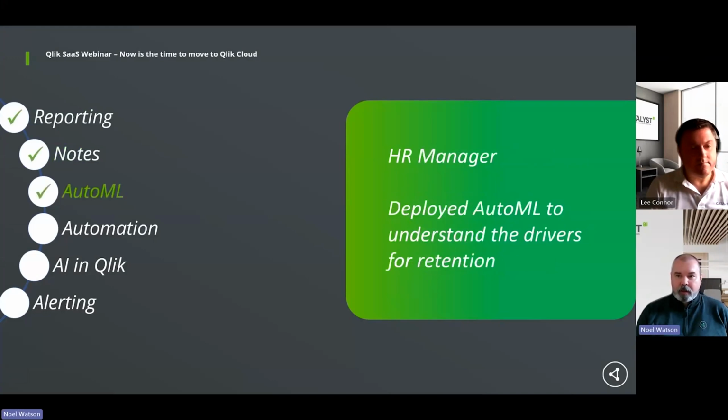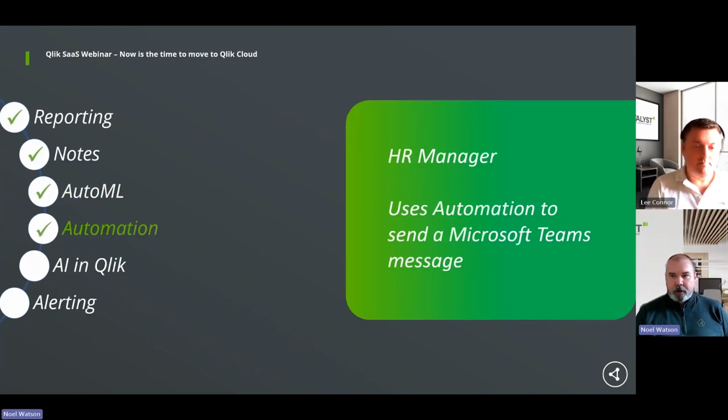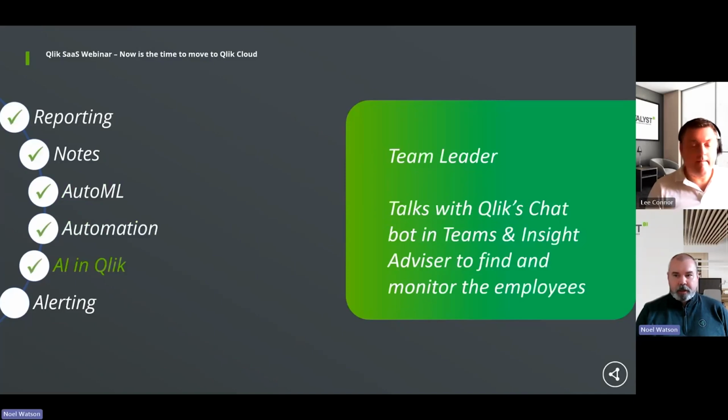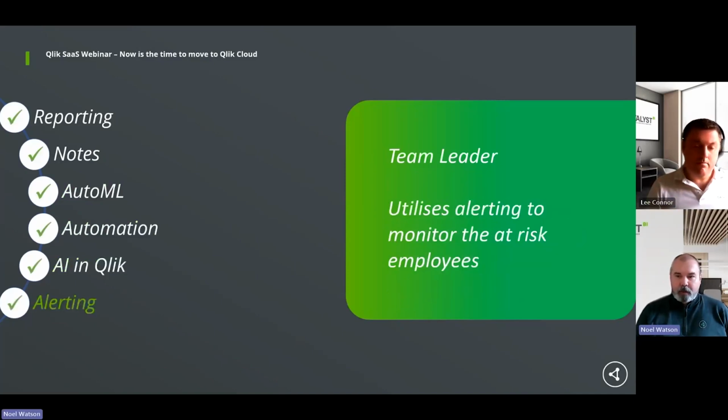We've seen how AutoML can be used to give insight into which factors are most decisive around people leaving, and then use those insights to help us predict which of our current workforce are at risk. We've seen how automation allows us to integrate into other platforms such as Teams, meaning you can inform people where they work instead of requiring them to come to Qlik. We also saw how Qlik understands natural language and can build dashboards for us automatically. And then finally, we saw how alerting can make sure we're always in the know when situations arise in the data that require immediate attention.